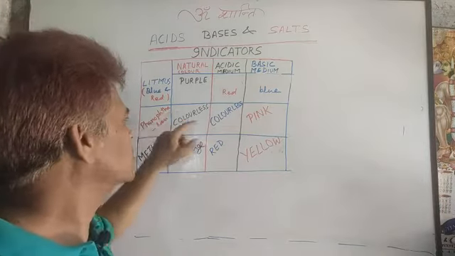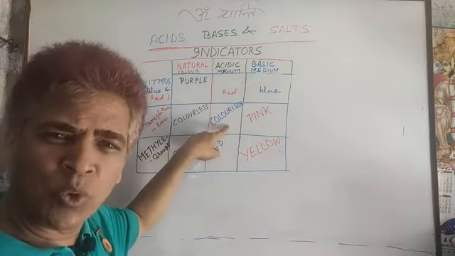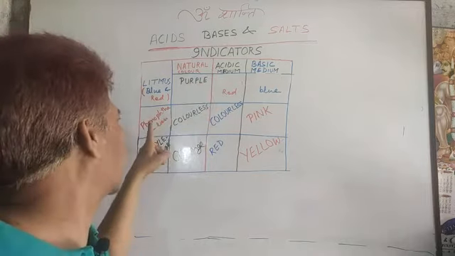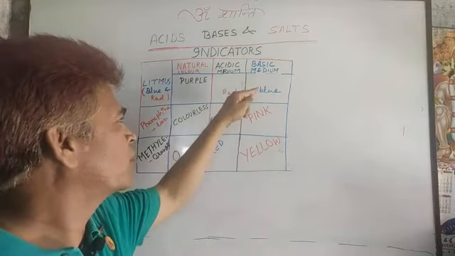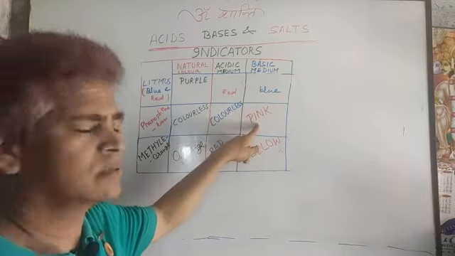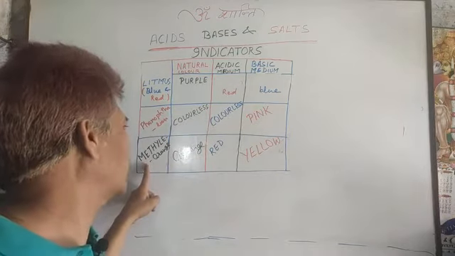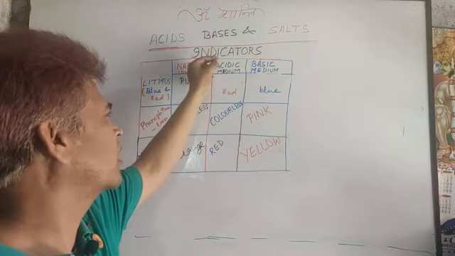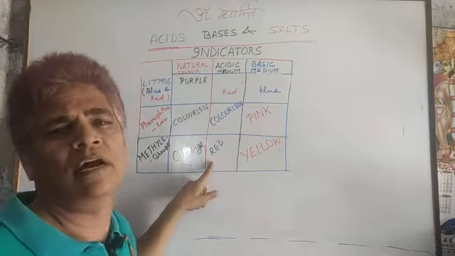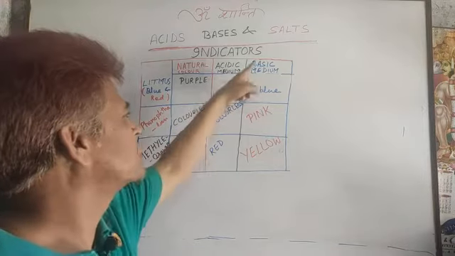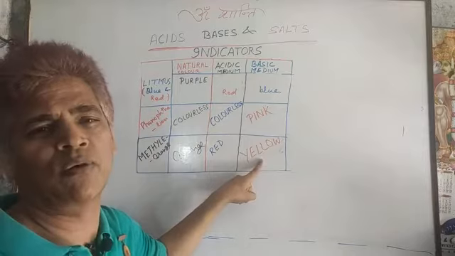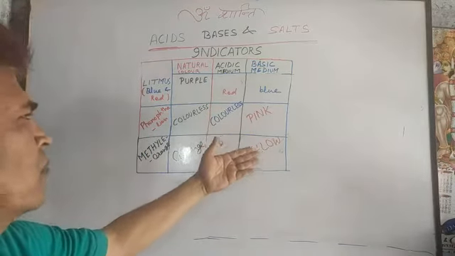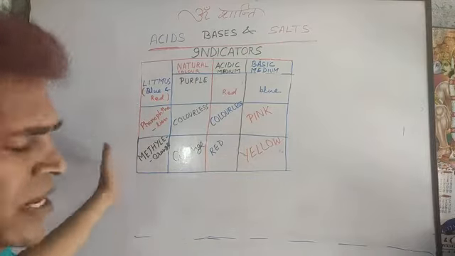For phenolphthalein, you must recall, in acidic medium there is no color change, and when phenolphthalein is added into a basic medium, it turns pink. In the case of methyl orange, if 1 or 2 drops are added into an acidic medium, the color becomes red, and in a basic medium the color becomes yellow. So all of you should recall the color of each indicator in acidic or basic medium.